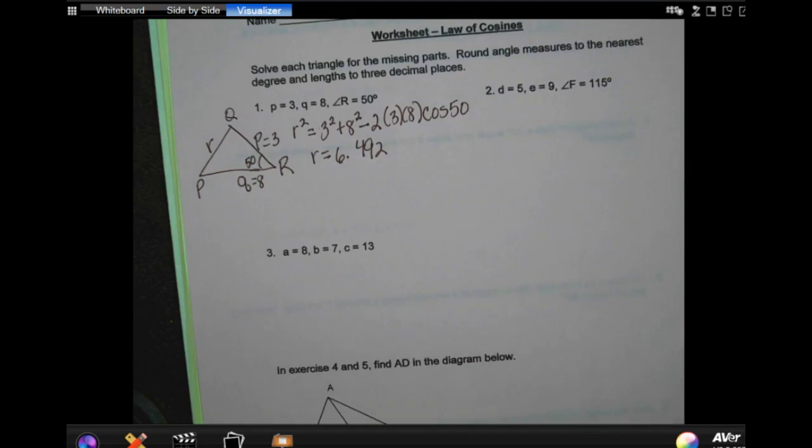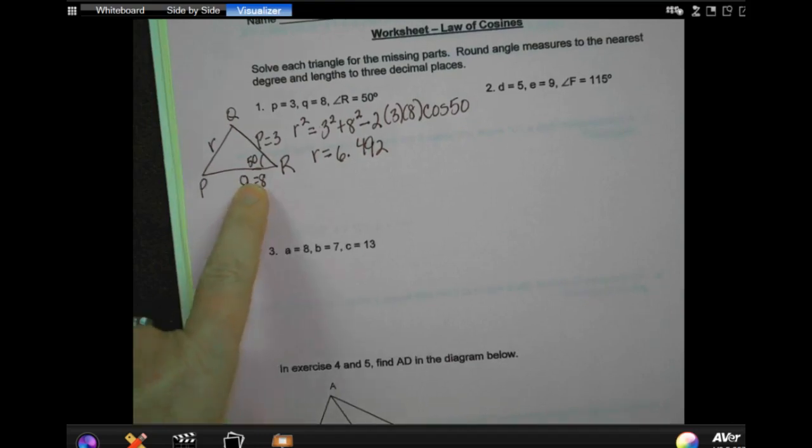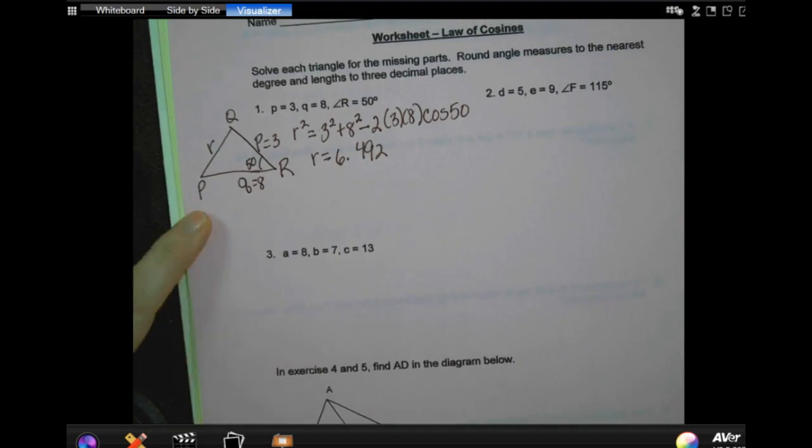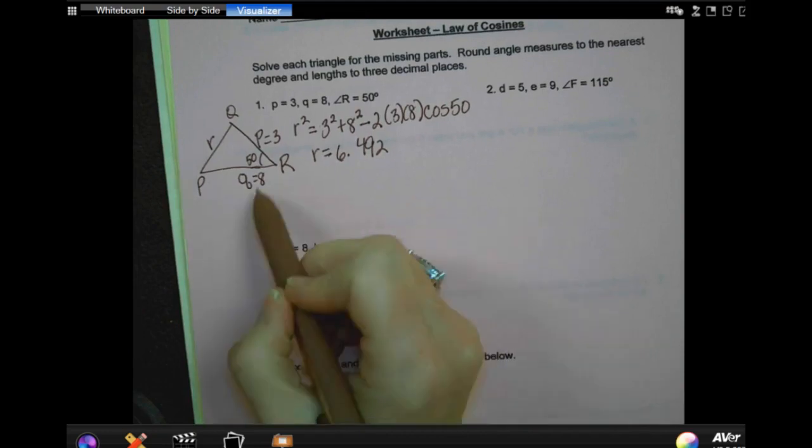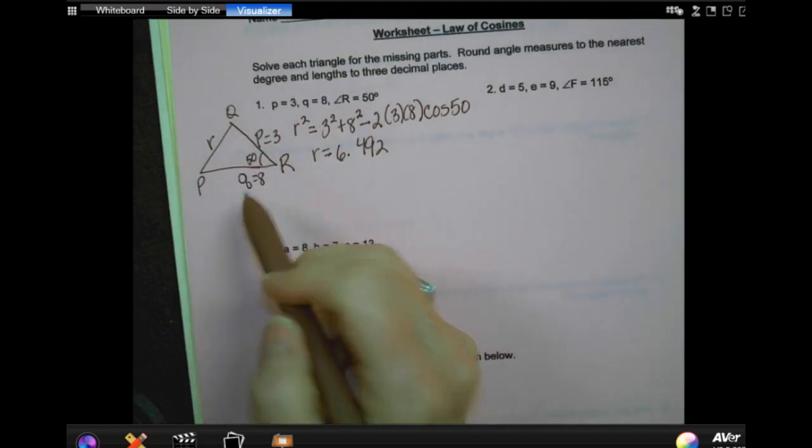All right, so did you do cosine for P, or did you flip to sine? You can't. So listen, you can't because 50 is not the biggest angle. So you have to do the law of cosine one more time. Q will be the biggest, and how did you know that, Marvin? Because the 8 is the biggest side, so I know Q is the biggest angle also.